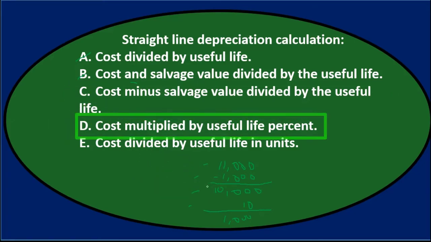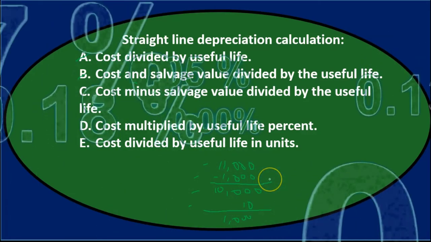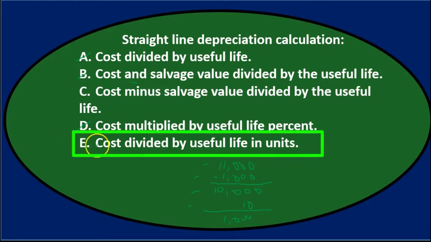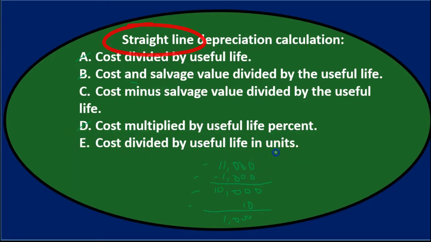D says cost multiplied by useful life percent. Now we could have a straight line percentage used, but it wouldn't be called the useful life percent. In other words, we might come up with some straight line percentage, but that doesn't look right. And then E says cost divided by useful life in units. And the straight line method isn't a method that's going to use units for allocation. So that doesn't look good. So C looks like the correct answer. So we have the straight line depreciation calculation, C, cost minus salvage value divided by the useful life.